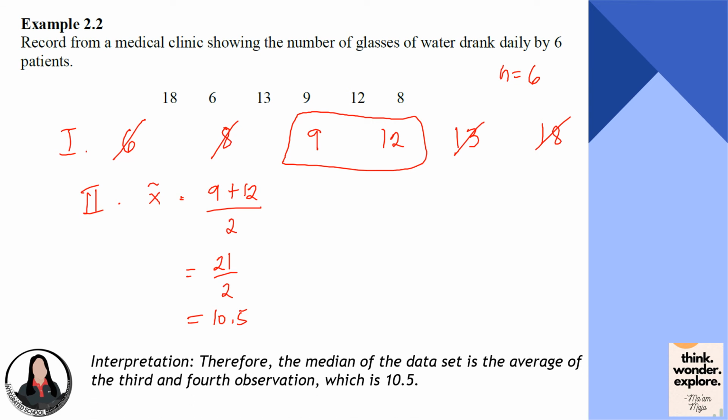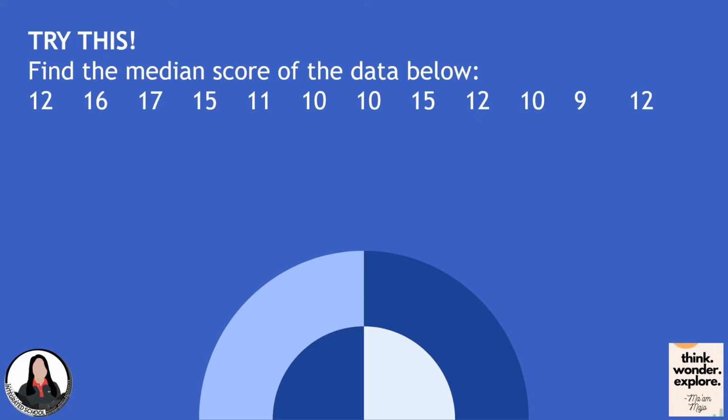Therefore, the median of the dataset is the average of the third and fourth observation, which is 10.5. Now, another example, I want you to try this. Find the median score of the data below. Okay? You can pause this video for a while again and then answer this example. So simply, the median score of this data set is 10.